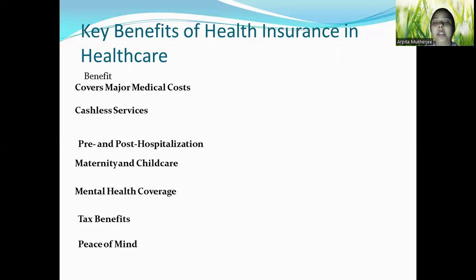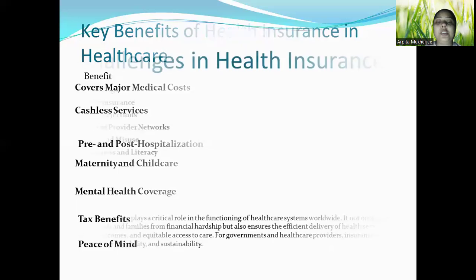Maternity and childcare includes delivery expenses, vaccinations, and newborn care. Mental health coverage is increasingly included in modern health insurance policies. Tax benefits: premiums are often tax deductible in various countries, and it helps the people of that particular country. And peace of mind: it reduces the anxiety over medical expenses during scarcity or during an emergency period.